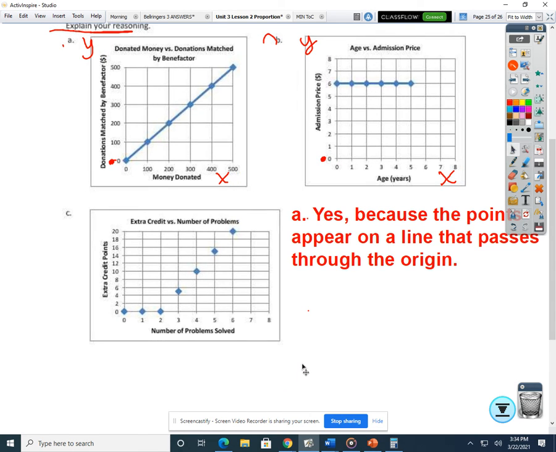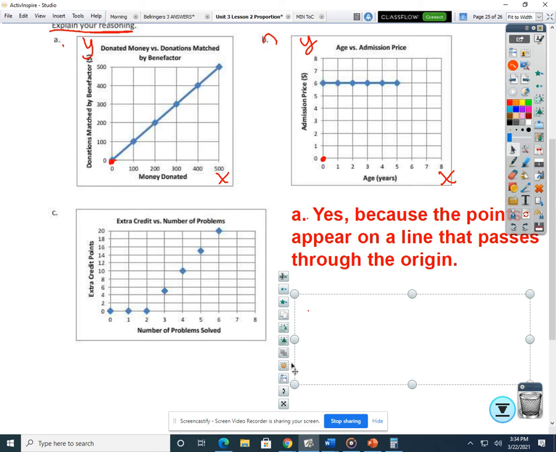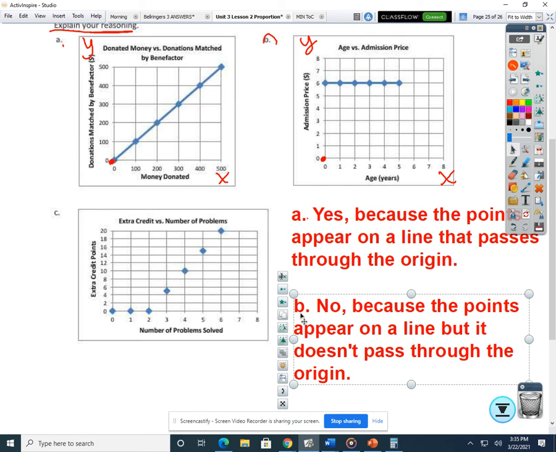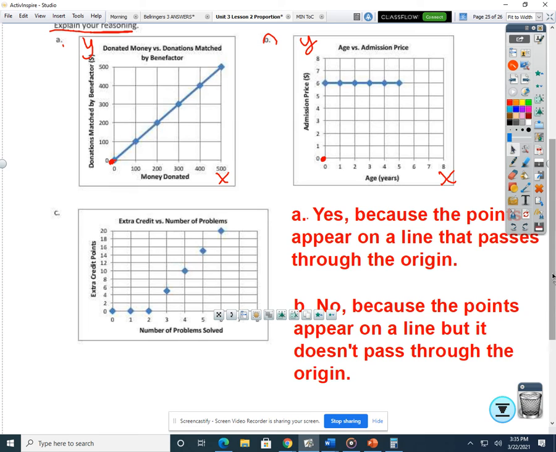So this one, on graph B, it is not proportional because the points appear on a line, but it does not pass through our origin, which is our 0, 0 point.